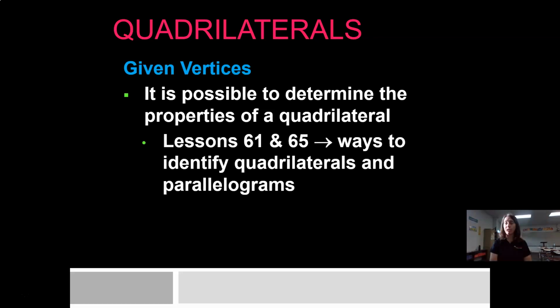Now, if you were to look back in your textbook, these were two of the main lessons that we talked about quadrilaterals already, lessons 61 and 65. Within those two lessons, you'll see some of the different properties that we'll be hitting in our lesson today. I'll try to mention as we're going through the question what the property is that we're looking for, as you'll be looking for the same property as you're doing your homework questions tonight.